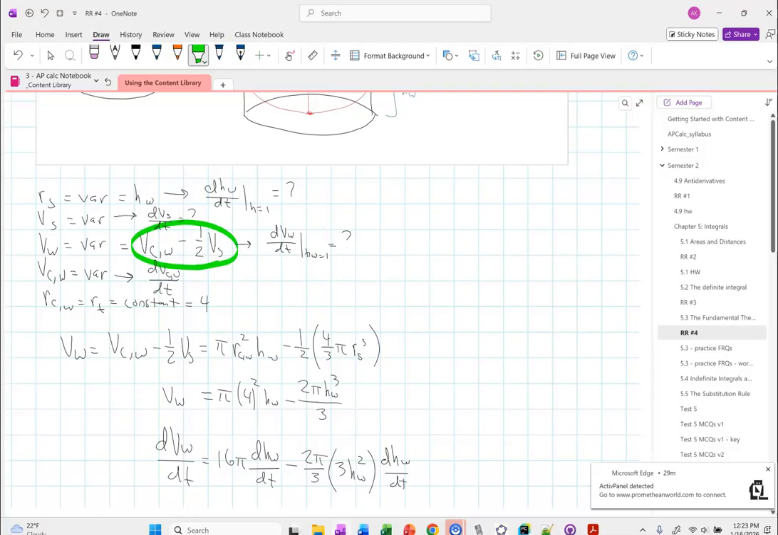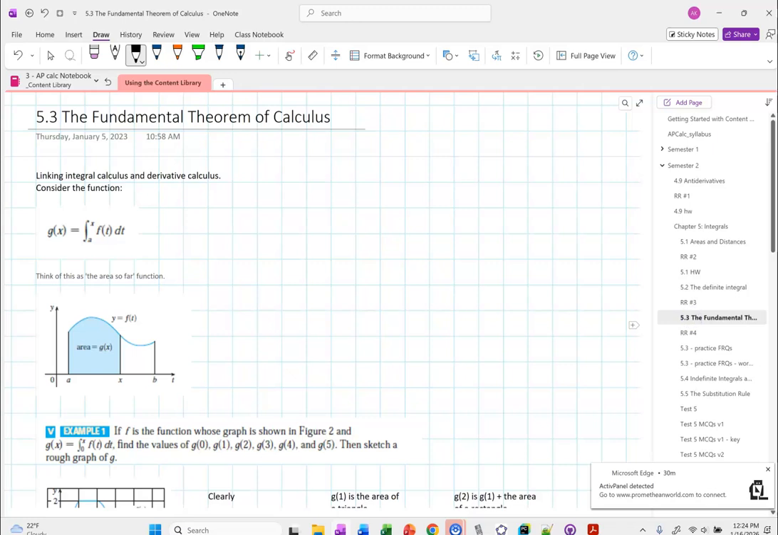What else do you guys want to talk about? Are there others from set 4 you want to talk about? This was the hardest one, I thought, by a good margin on set 4, just because the setup is quite tricky. Okay, fair enough. Well, let's talk about 5.3 then.